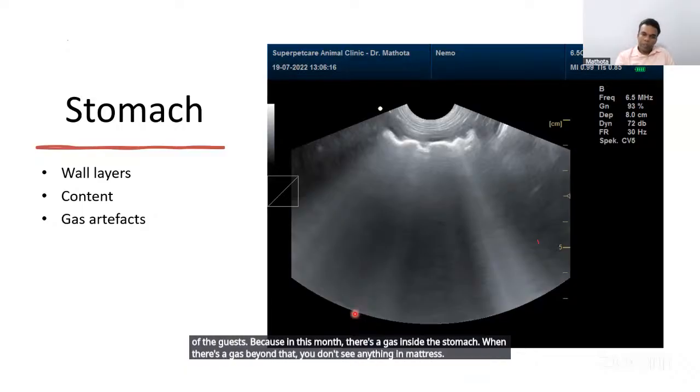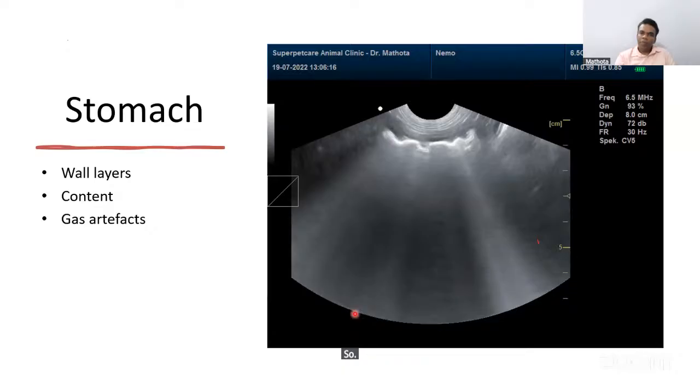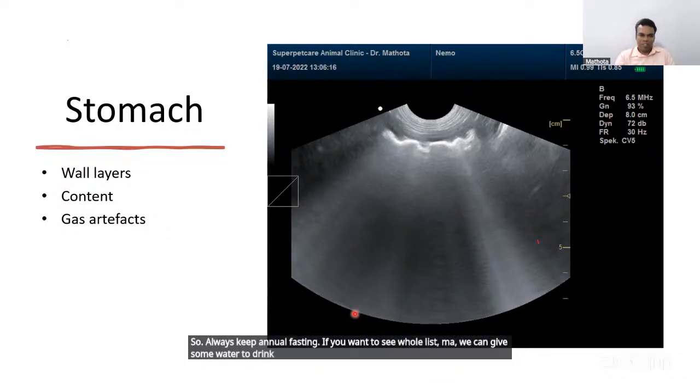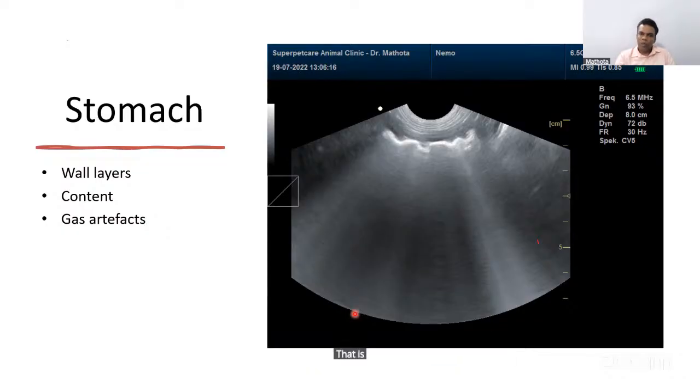So, always keep the animal fasting. If you want to see the whole stomach, we can give some water to drink and see the stomach. That is the very easiest way to see the stomach.